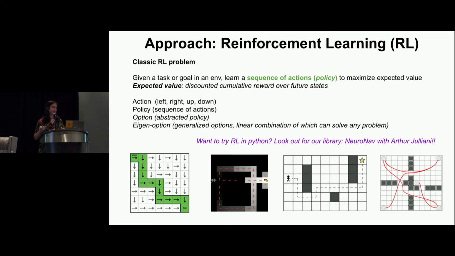So with that, the classic RL problem is one in which, given a task or goal in the environment, the agent learns a sequence of actions, and actions could be up, right, left, in this thing that's called a grid world in reinforcement learning, which is a simplification of the environment.